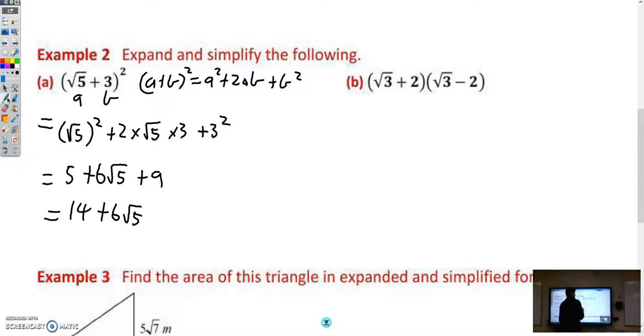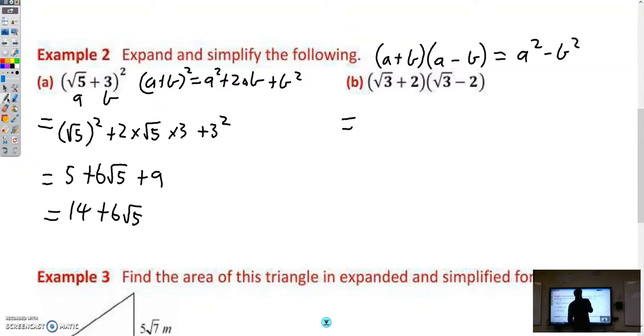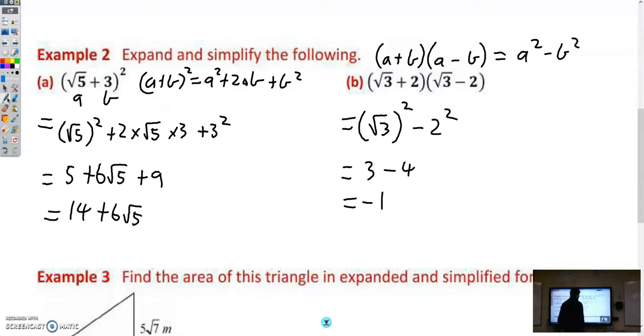Looking at B, we have a plus b, a minus b. Which is a difference of squares, and we know it simplifies down to a squared minus b squared. This saves us a lot of time with our expansion. We're going to end up with the square root of 3 squared minus 2 squared. Square root of 3 times the square root of 3 is 3, minus 2 squared is 4. It will become the final solution of negative 1.